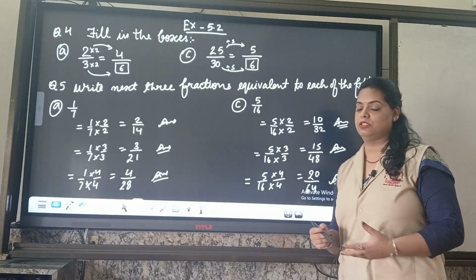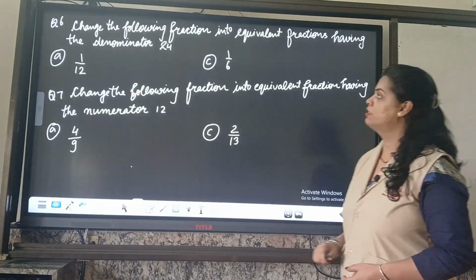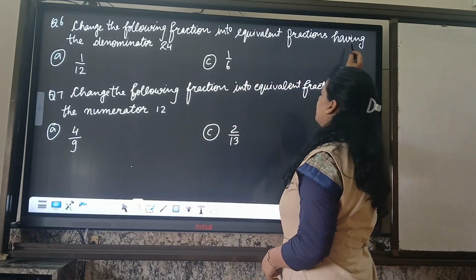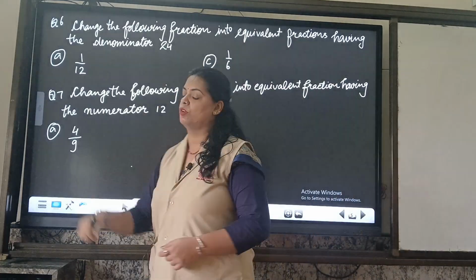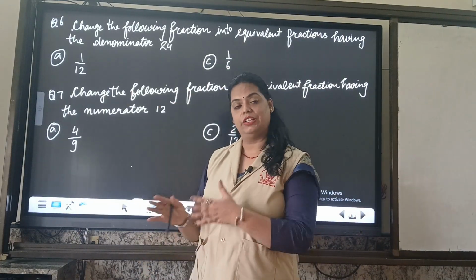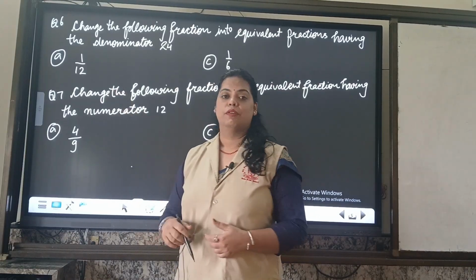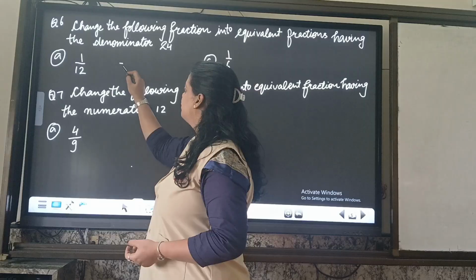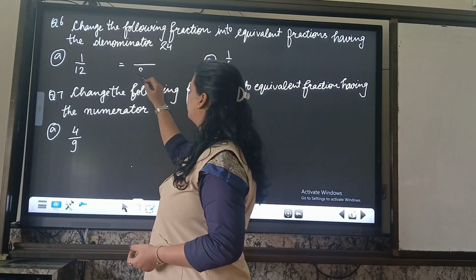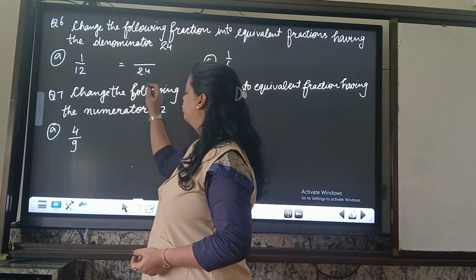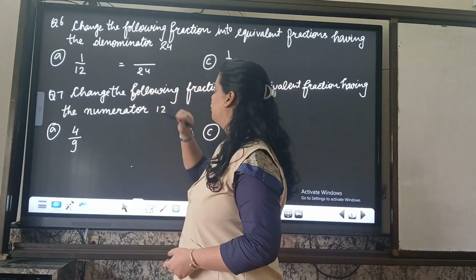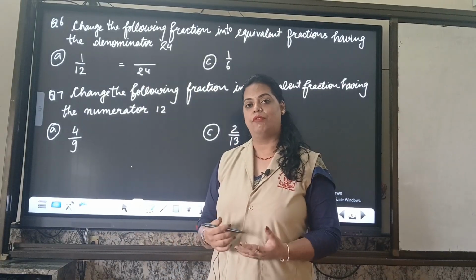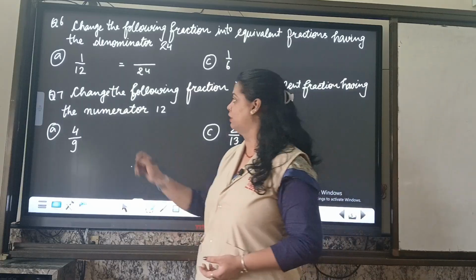Now we will go for the next question, which is: change the following fraction into the equivalent fraction having the denominator 24. Now in A part we have the denominator 12. We are going to convert this 12 into 24. There would be some changes in the numerator also. What should we do? This is the smaller value and this is a big value. If you are going to increase the value of the numbers, you have to multiply for the equivalent fraction method.